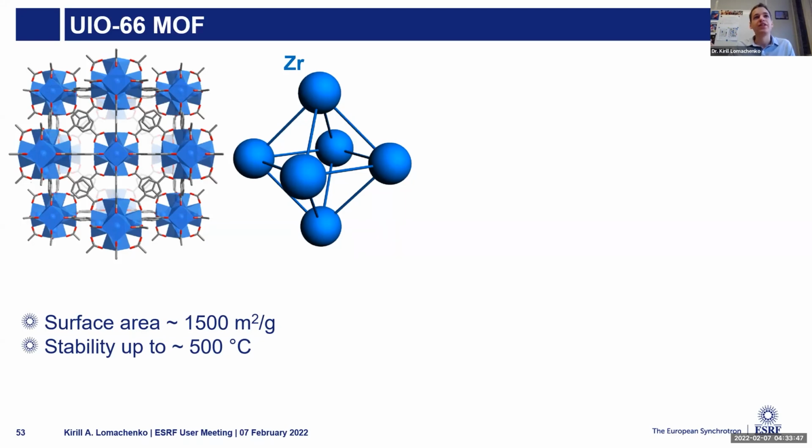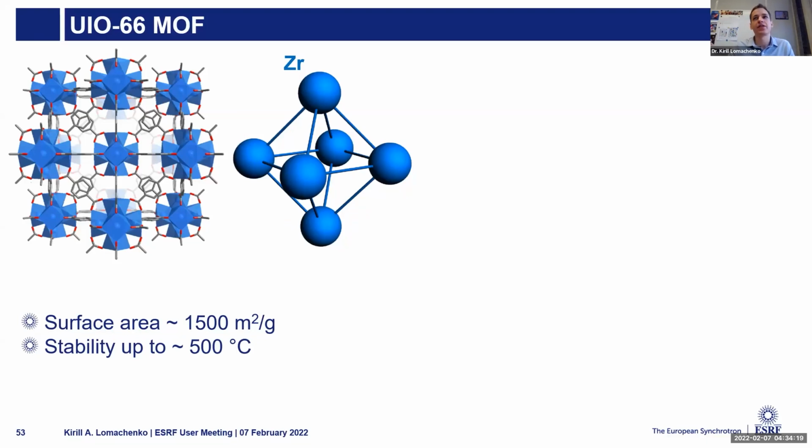Zirconia octahedra that are interconnected by organic linkers. And what makes this MOF so special is that it is quite famous in the world of MOFs. It was one of the first MOFs that was stable at high temperatures. So it's very stable, and it has quite a large surface area. That makes it promising for different applications.